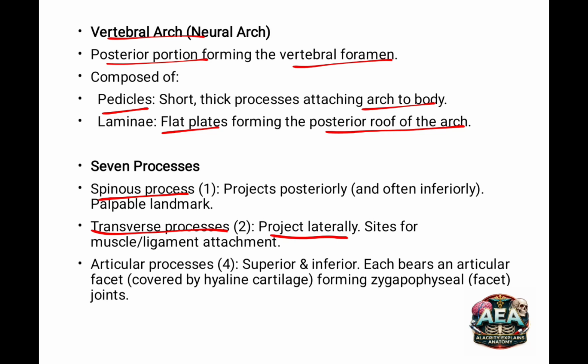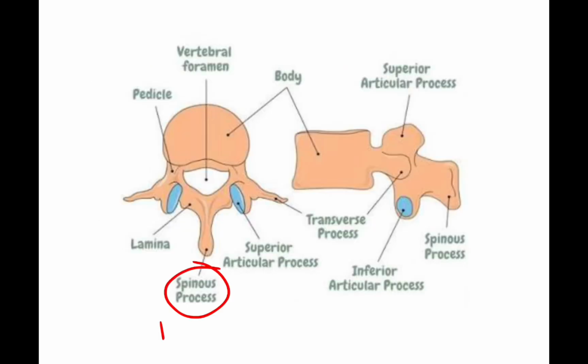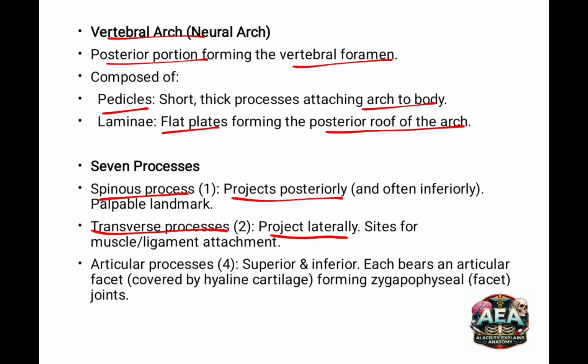The spinous process projects posteriorly and inferiorly. If you look at it from the superior view, it projects posteriorly. If you look at it from the lateral view, it projects posteriorly and inferiorly. That means posteroinferiorly, and it is palpable. And the transverse processes project laterally and are sites for muscle and ligament attachment.